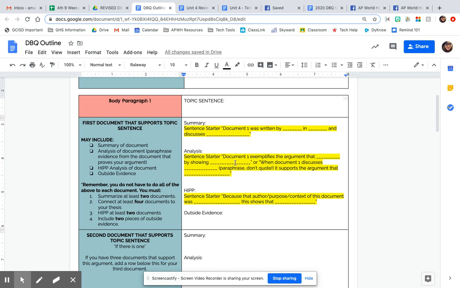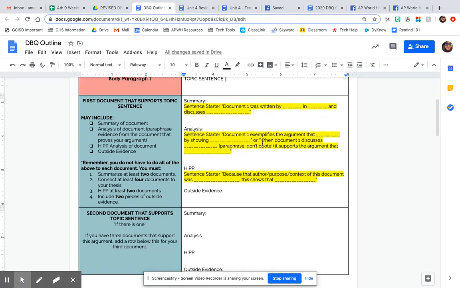You'll see that I've included some sentence starters here. Those are ways that you can fill in that sentence. These are very rudimentary, but I wanted to give you a starting point. I don't want you to repeat these sentence starters over and over again. You're going to want to put some into your own words, but this is a place to start. So you would summarize document 1. It's written by so-and-so in so-and-so, and it discusses blank. You're just summarizing the document in your own words. Don't quote it.